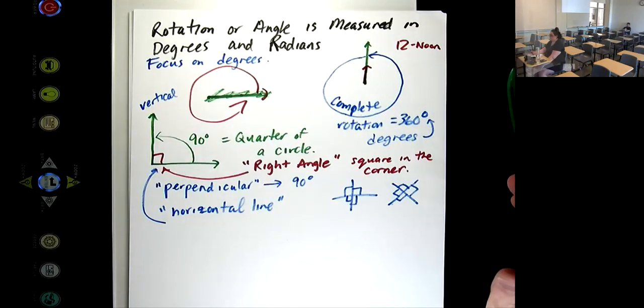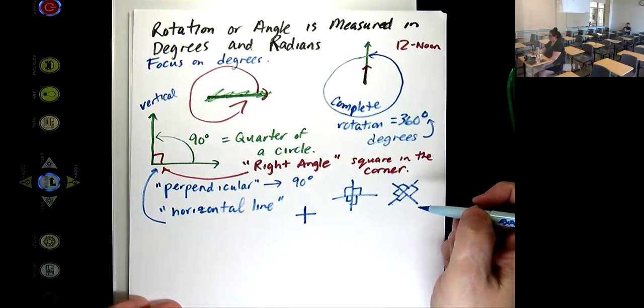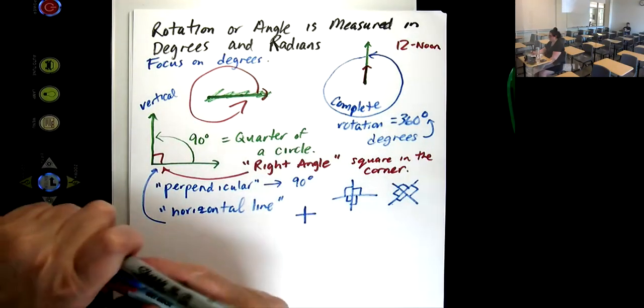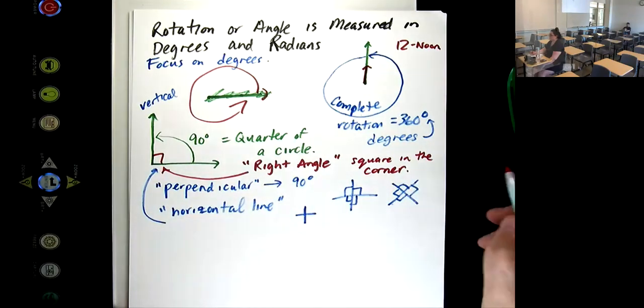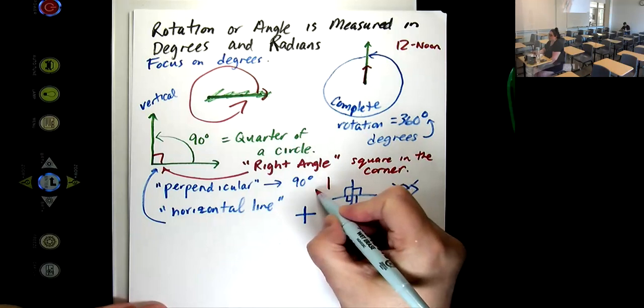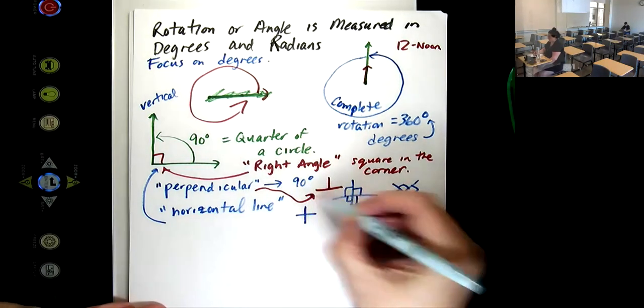Streets generally cross at perpendicular lines. A plus sign is perpendicular lines. Generally, the notation for perpendicular is not a plus sign because, well, we use plus for addition. The notation for perpendicular is like part of a plus sign. So that's the indicator for perpendicular.